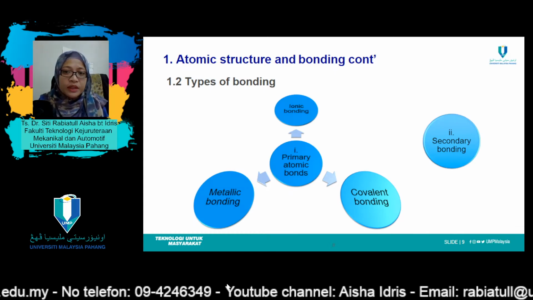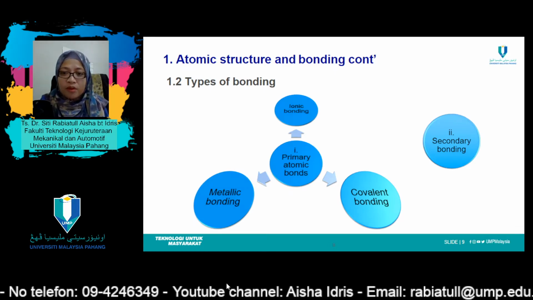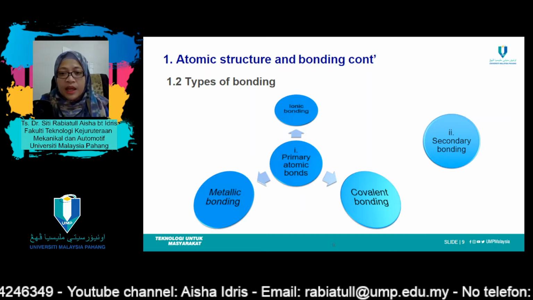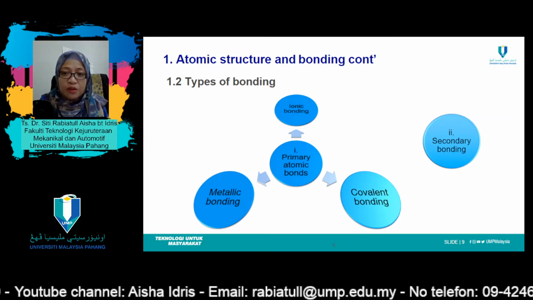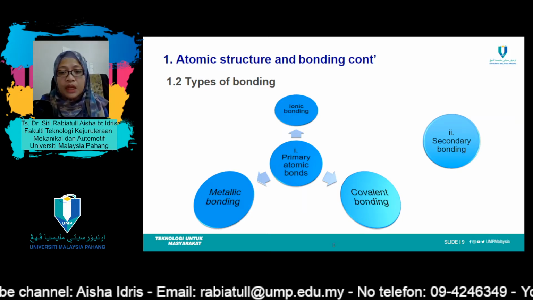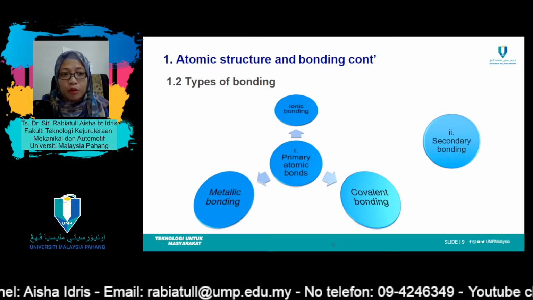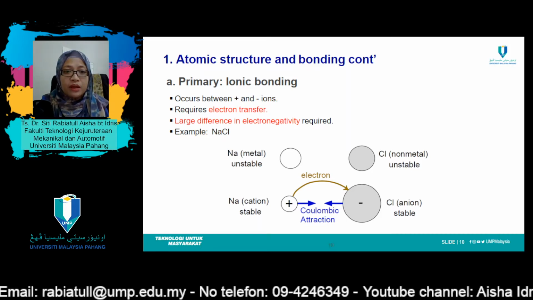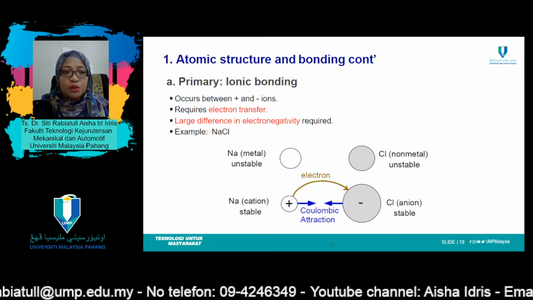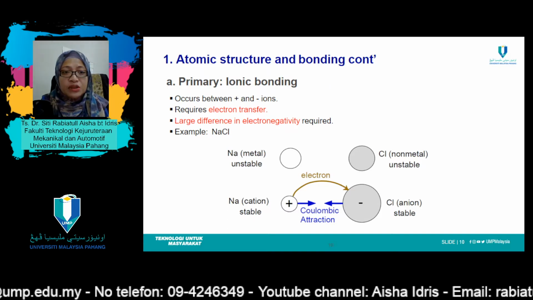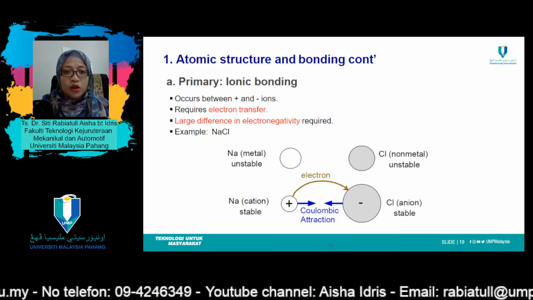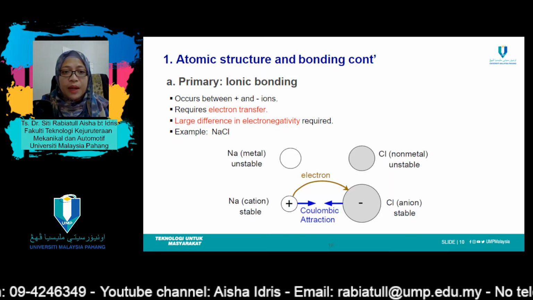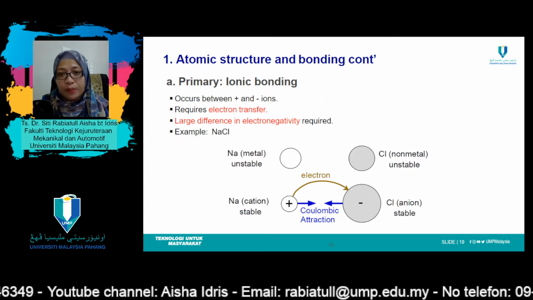In atomic structure, there are two major types of bonding, which are primary and secondary. Primary can be divided into 3, which are ionic bonding, metallic bonding, and covalent bonding. Ionic bonding is a type of chemical bonding that involves the electrostatic attraction between oppositely charged ions or between two atoms with sharply different electronegativities, and is the primary interaction occurring in ionic compounds.